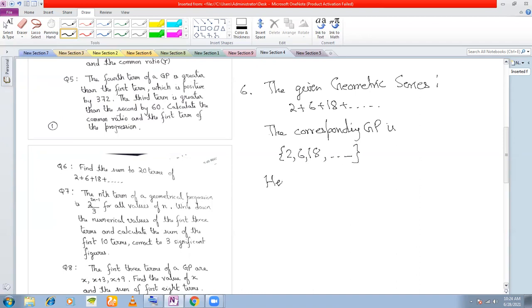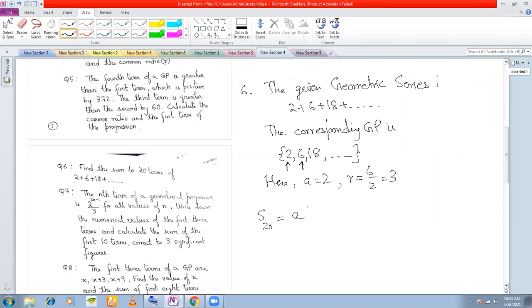So here, what is the first term? First term here is 2. So A is equal to 2. And what is the common ratio? T2 divided by T1, which is 3, right? So you need to find out the sum till 20 terms. So you need to find out S20, isn't it?